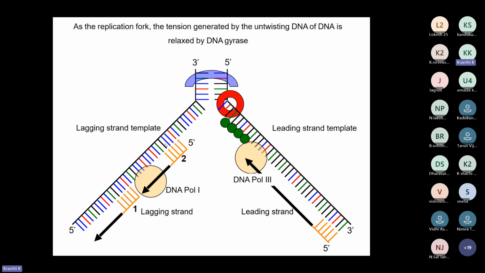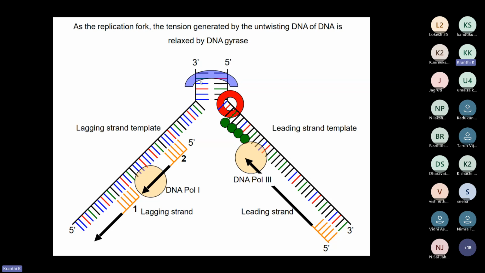Now, this is untwisted, right? There is a helicase, and this helicase is untwisting the two strands. But there is an enzyme called DNA gyrase. What does this DNA gyrase do? The DNA gyrase helps to reduce the tension between the two strands. As replication proceeds, the tension generated by the untwisting DNA is relaxed by the DNA gyrase.